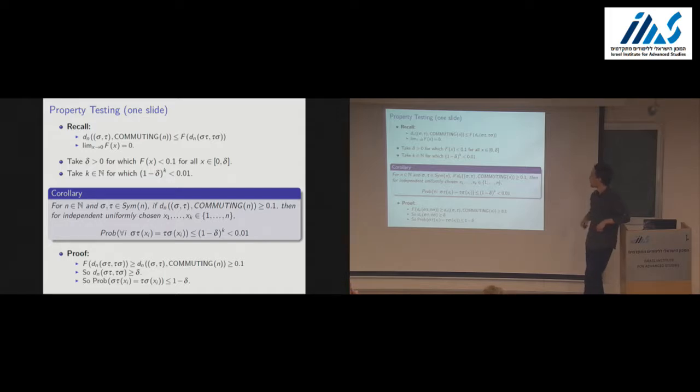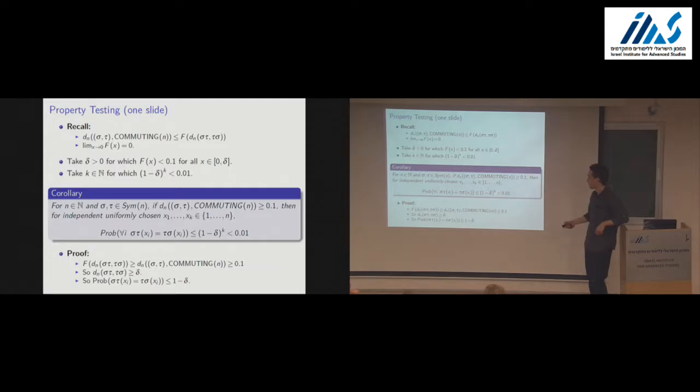then if I independently choose k numbers from 1 to n, and for each of these k numbers, x1 to xk, I plug in xi both to sigma tau and to tau sigma, and just check if I get the same value. If they really commuted, I must have gotten the same value. But if they are far from commuting, the chance that I will miss the fact that they are not actually commuting is very low. Okay, and this is a three-line proof given this result of Arzhantseva and Paunescu.